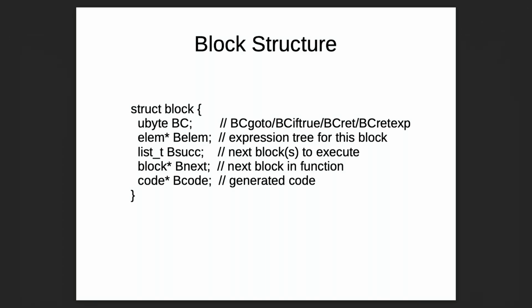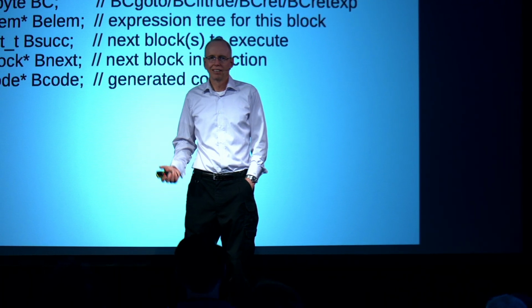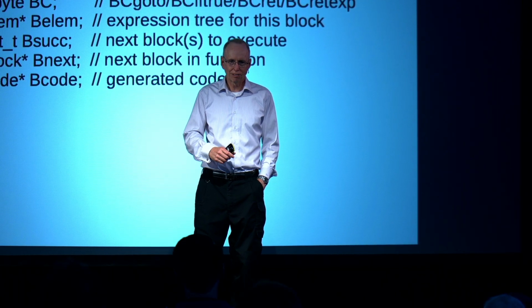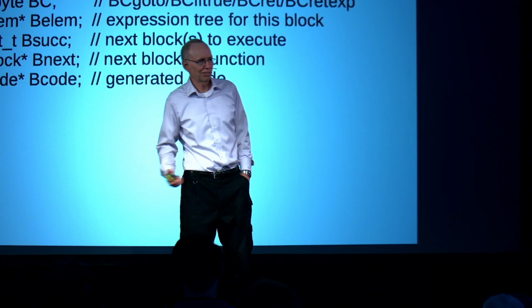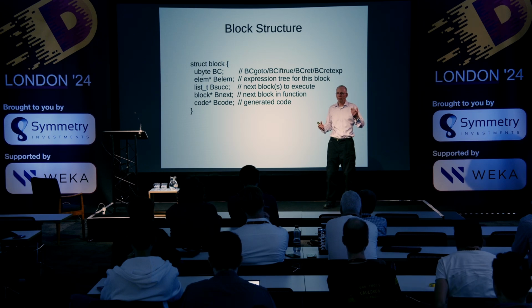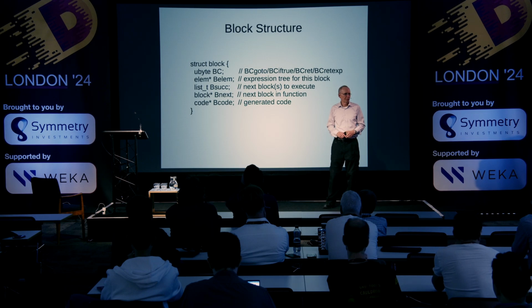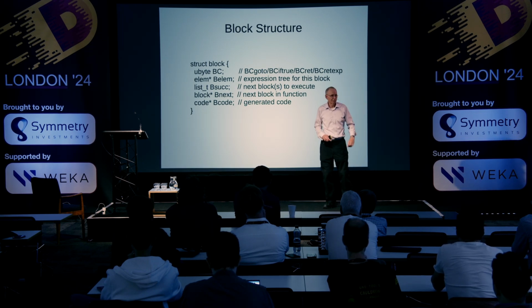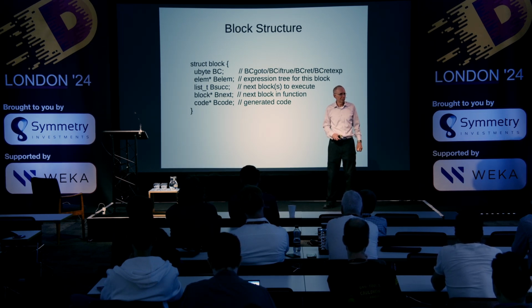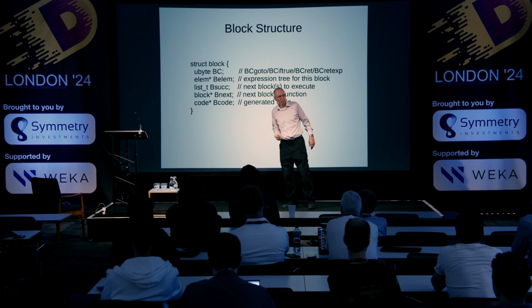The successor list are the next blocks to execute, which is distinct from the next block in the function. For example, if you have a sequence of statements that ends in a go-to and code after it, the code after it is not where the go-to is going to, so you need two things. One is the successors. A switch statement will have successors that consist of all the cases and the default. A go-to will have a single successor, and a return will have no successors. And the next is the next block in the list, and when it's null, that's the end of the function.